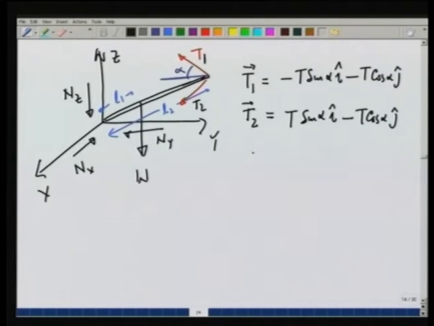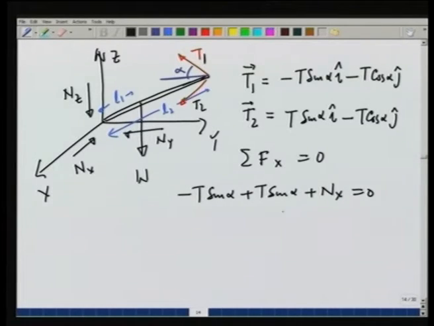The weight acts in the vertical direction. So, summation F_x is equal to 0 gives me minus T sine alpha plus T sine alpha plus N_x is equal to 0, this cancels, so N_x, the normal reaction in x direction, is 0. It does not really matter, actually this should have been negative here.